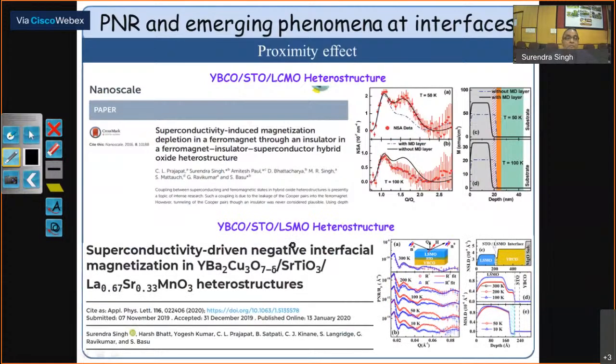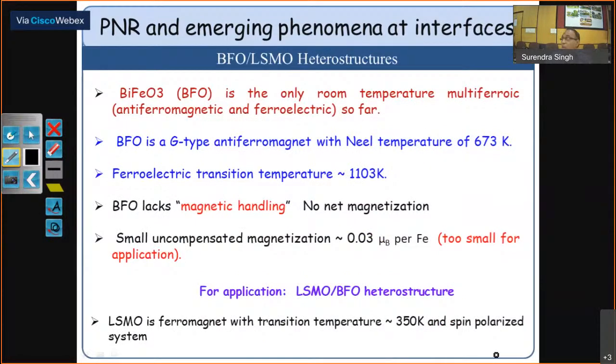Same thing we obtained for another system, where we have 150K, and this LCMO has a higher TC around 300K. Still, we found there is a modulation of the magnetization at the interfaces. So here at 50K and 10K, I'm showing the magnetization depth profile. This kind of study is only possible because of PNR. Okay, now I will go to the first example.